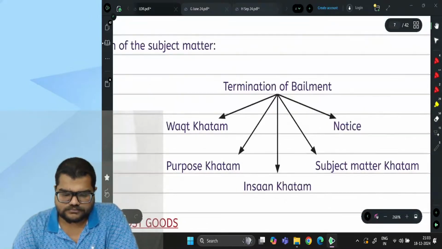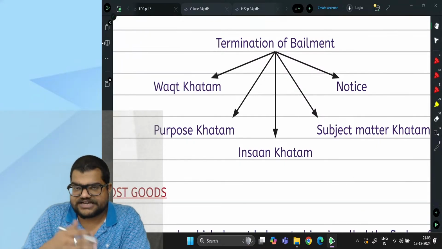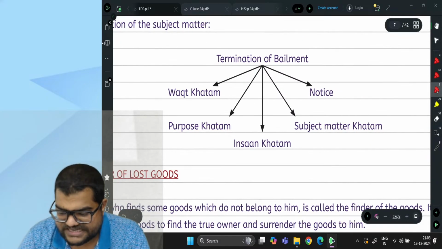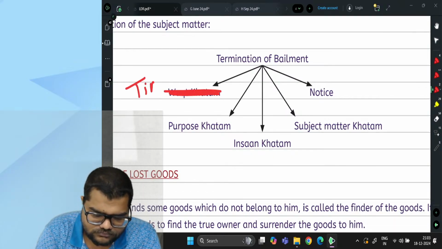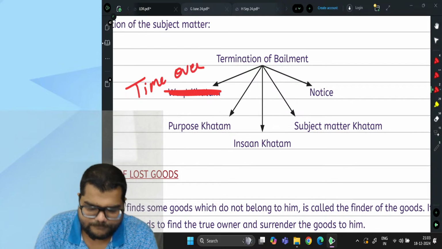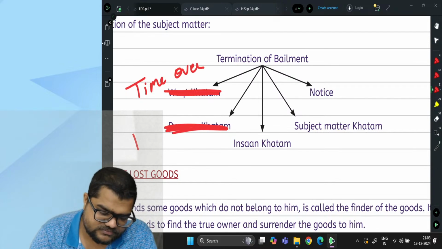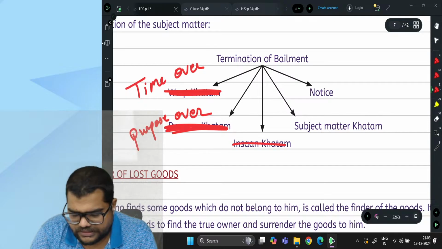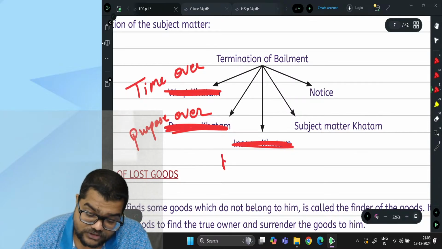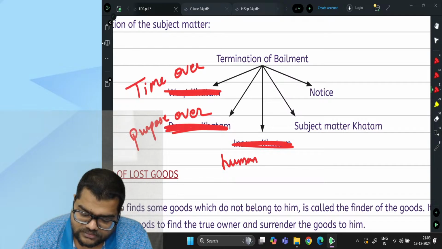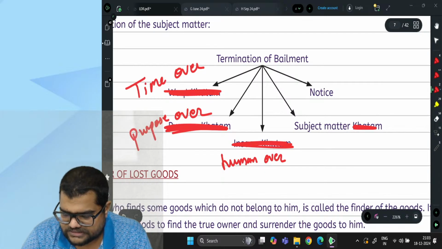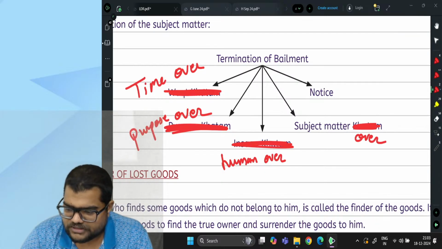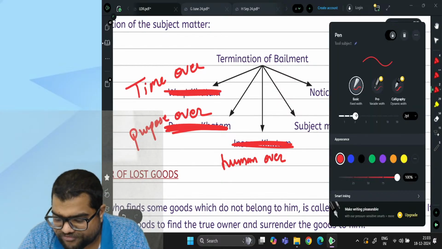Okay, over here. It's written in Hindi. I'll translate for you in English. The first one basically says time over. The second one basically says purpose is over. The next one basically says human is over. The next one says subject matter is over. So basically 4 points out of 5.